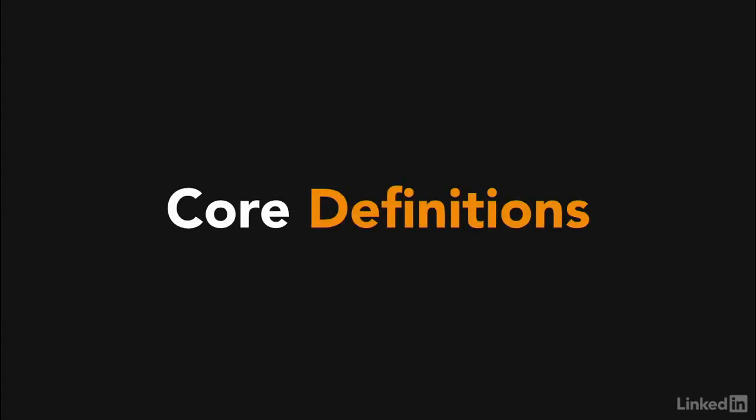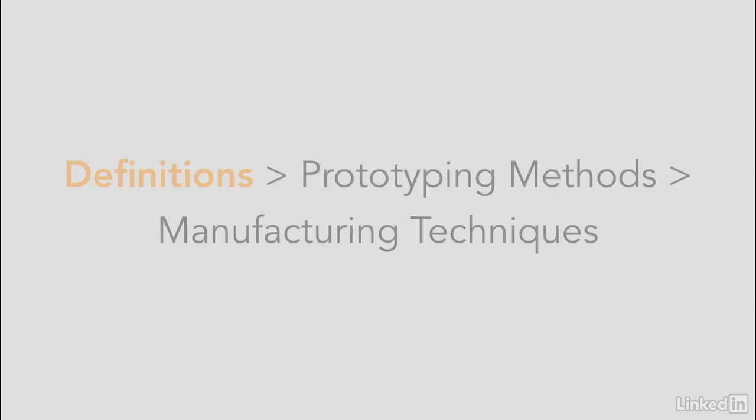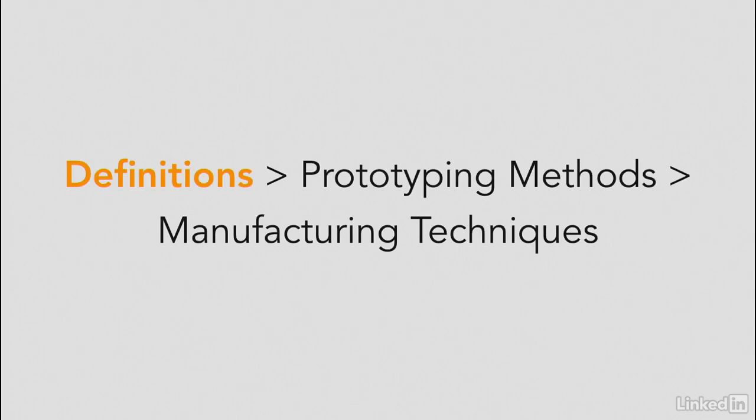There are some core term definitions that are important to understanding the rest of the subject matter at hand. The first of which is the definition of molds, mold making, casts, casting, and cycle. Understanding these specifics now will help inform your absorption of prototyping methods, which in turn inform manufacturing technique.